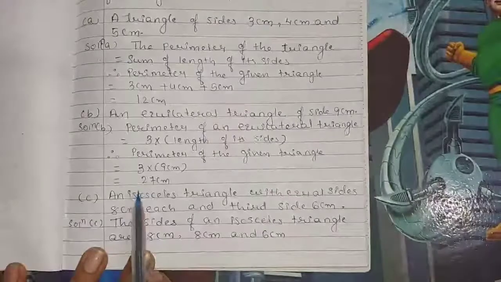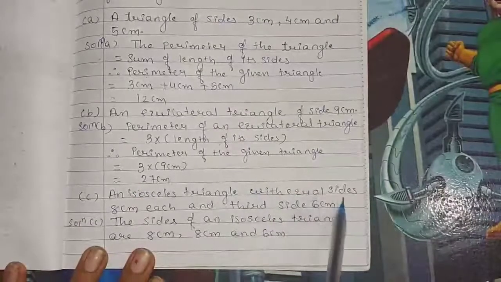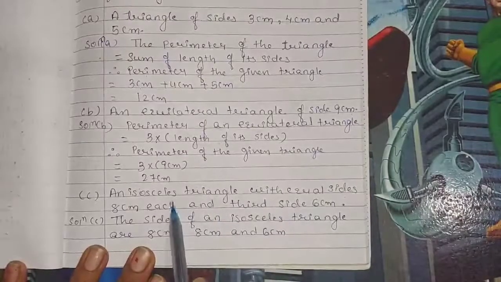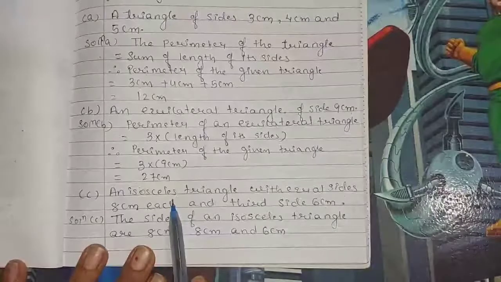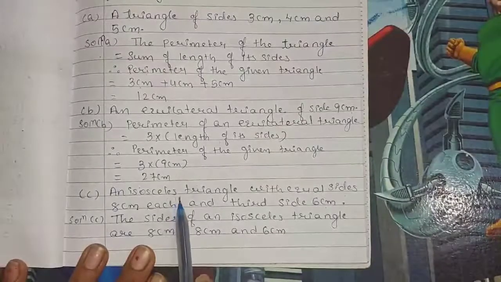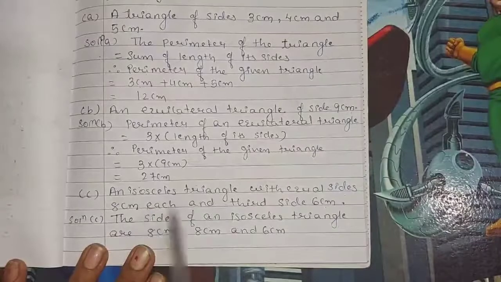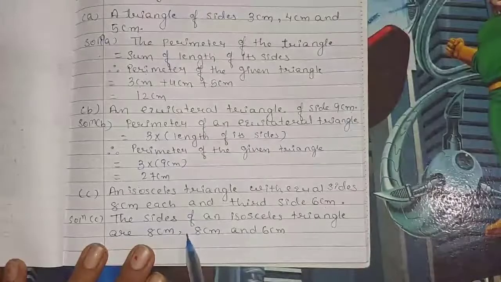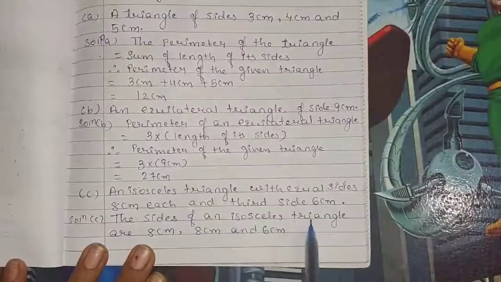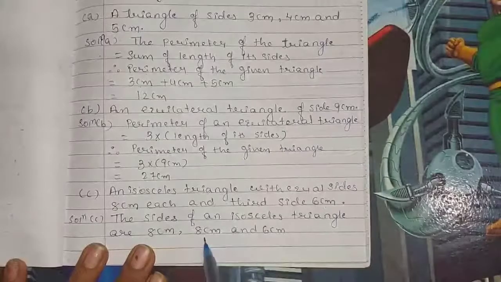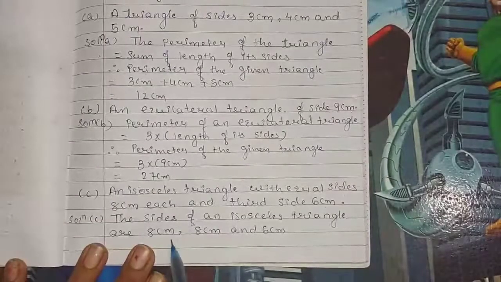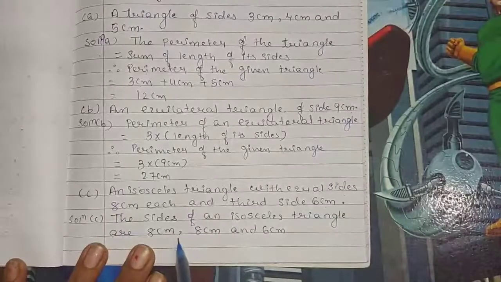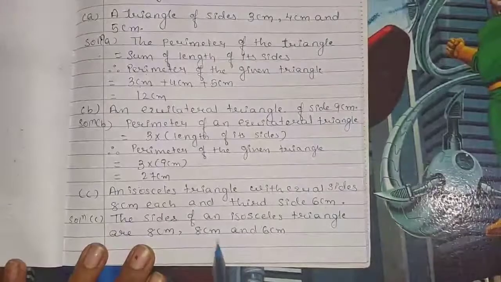Number C. An isosceles triangle with equal sides 8 cm each and third side 6 cm. What is the property of an isosceles triangle? Two sides are equal. And which two equal sides are given in the question? 8 cm, and the third side is 6 cm. So let us find the perimeter of the isosceles triangle. The sides of the isosceles triangle are 8 cm, 8 cm and 6 cm. Why is 8 cm written two times? Because the property of an isosceles triangle is that two sides are equal.